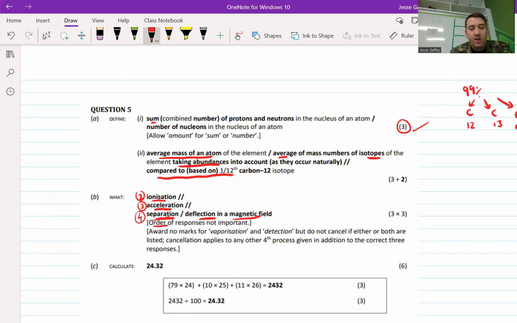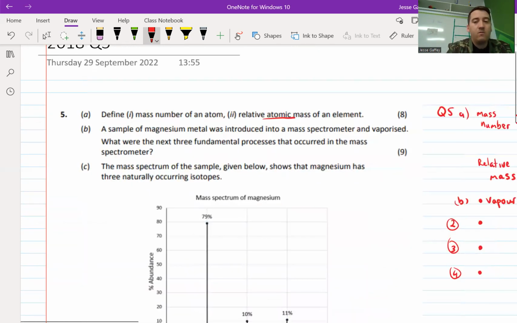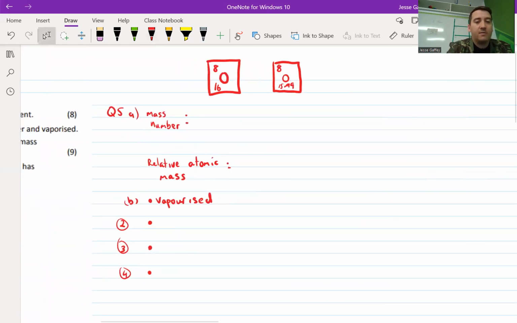It actually says here the order of responses is not important. So they would have given you the 3 marks, even if you mixed up the order, which is quite nice. What else does it say? Award no marks for vaporization or detection, but do not cancel if both are listed. Okay, so they've already given you vaporization. Detection is the last one, and they didn't ask for that. They asked for the next 3. Okay, all right. Cool, so that is part B done.